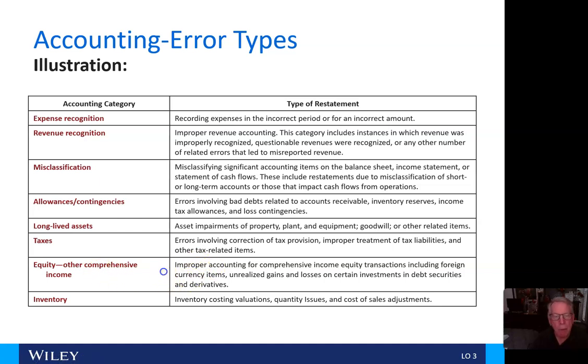Here, improper accounting for comprehensive income equity transactions, including foreign currency items, unrealized gains and losses on certain investments in debt securities, and derivatives. And finally, inventory. Inventory costing valuations, quantity issues, and cost of sales adjustments.